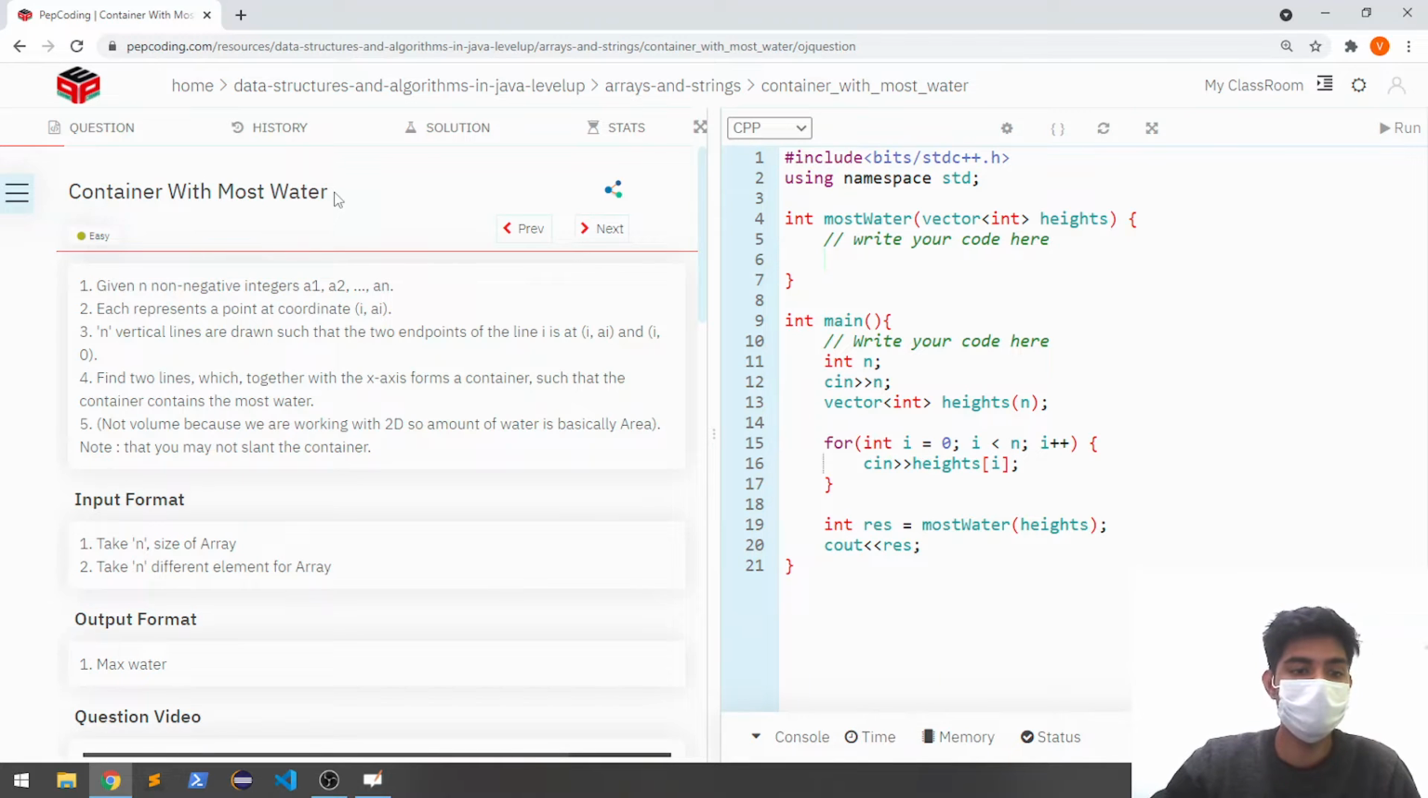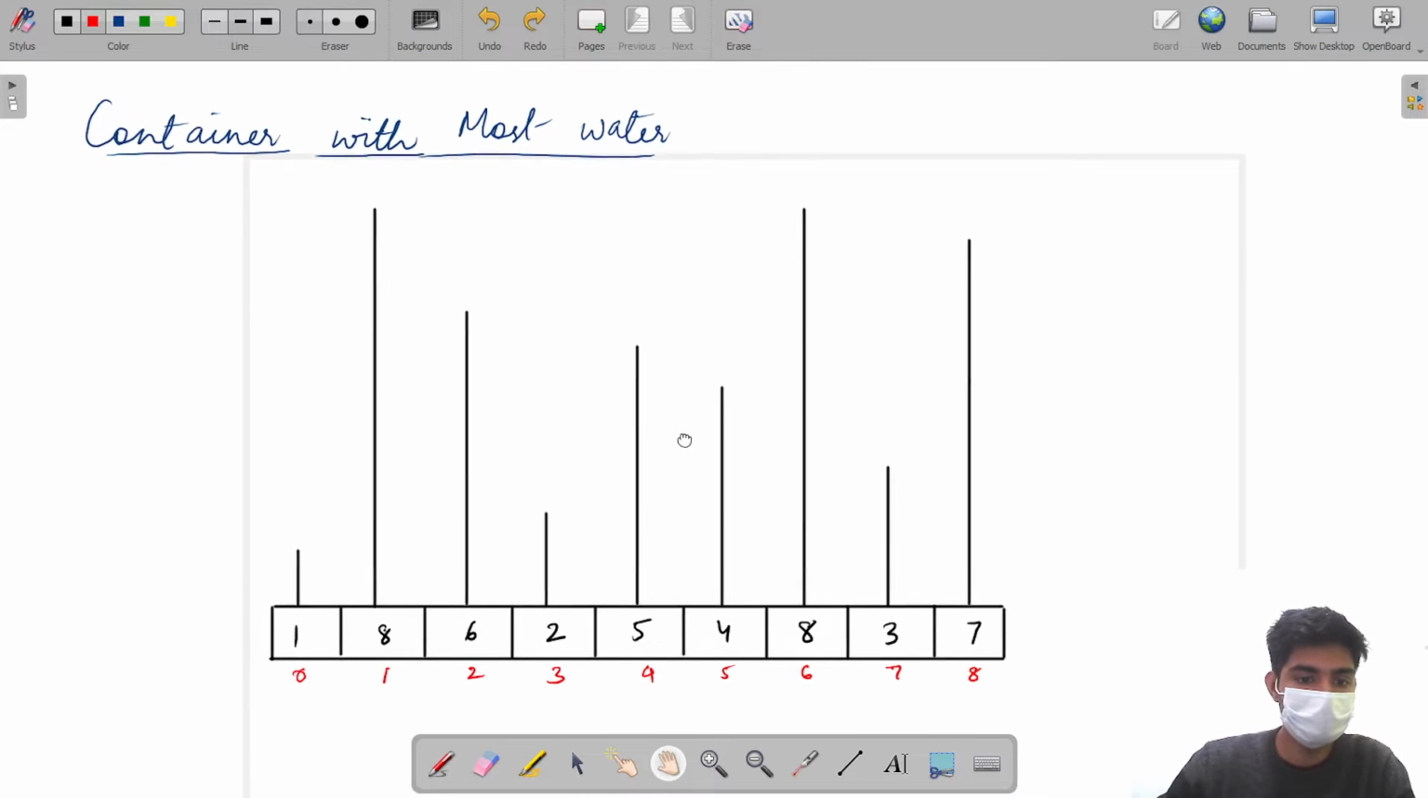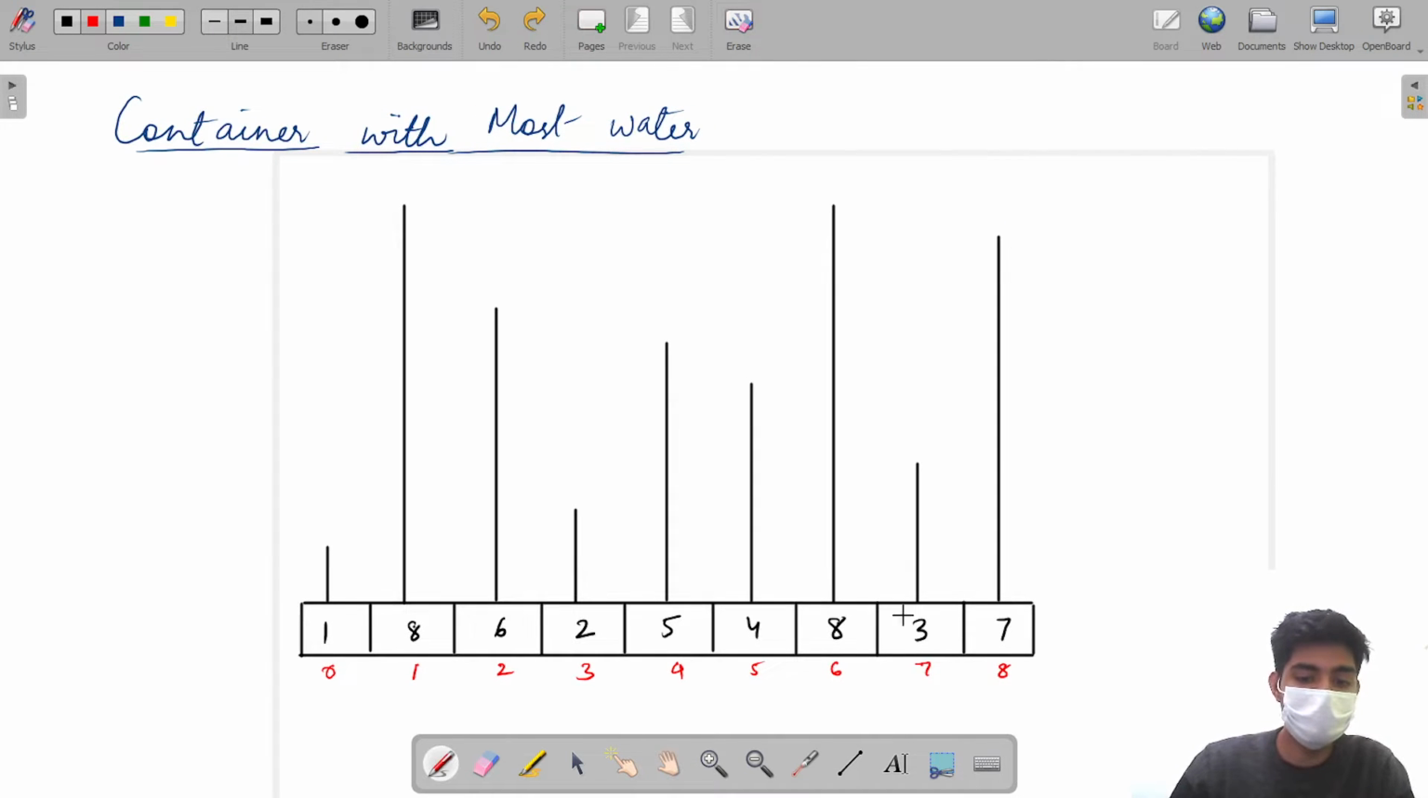In this video, we will look at the question container with most water. In this question, we have n numbers, and we have to find those two numbers. For every number, there is a line, and every line represents the height of that number.